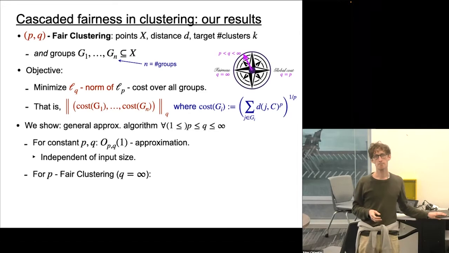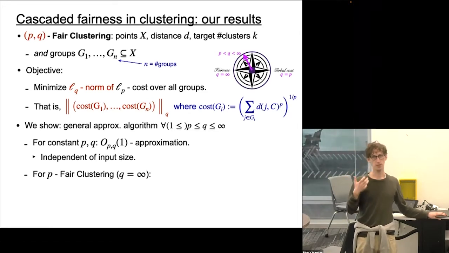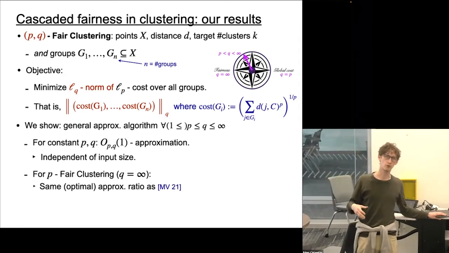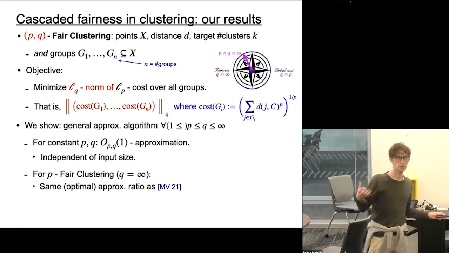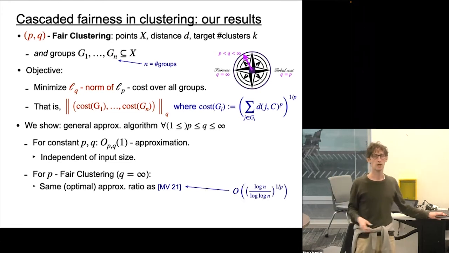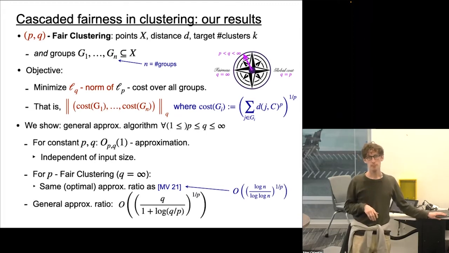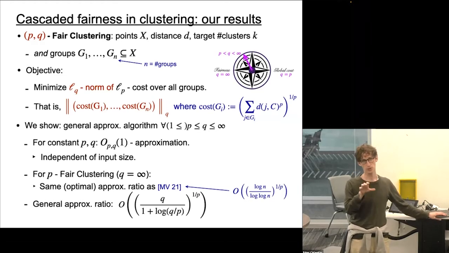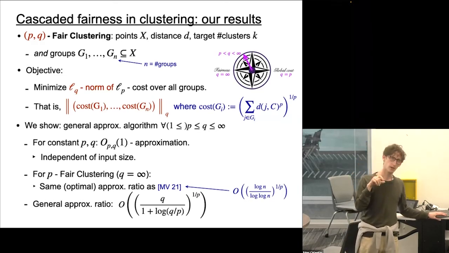And in the other extreme case, for P fair clustering, which is when Q is infinity, where we take the maximum over all possible groups, we get the same approximation ratio, which, as I mentioned, is optimal as in the previous result. So just a reminder of what that was. And in general, this is the expression. This expression is O of 1 when they're both constant.